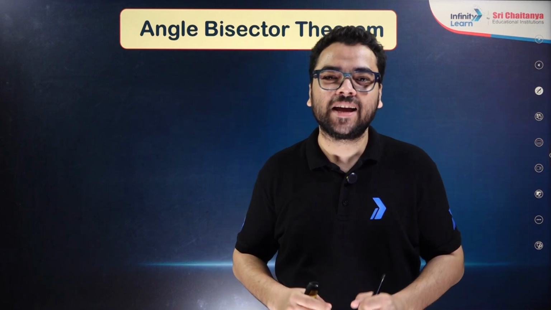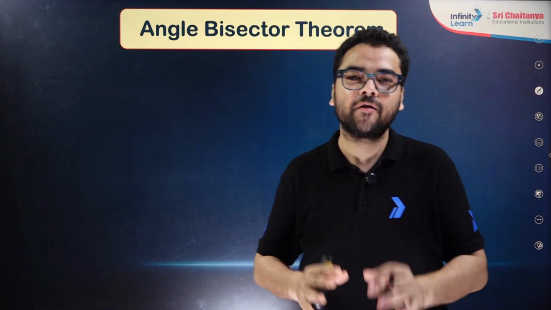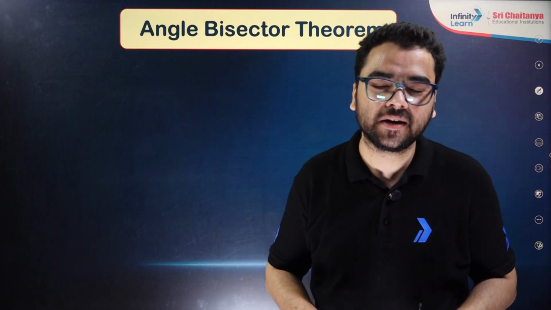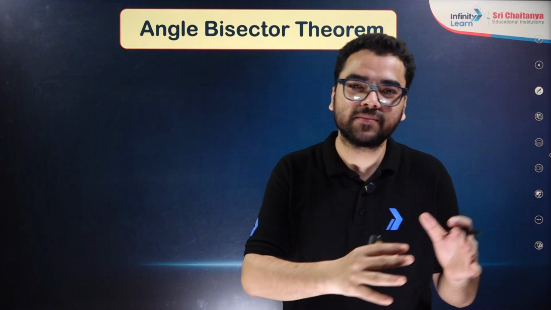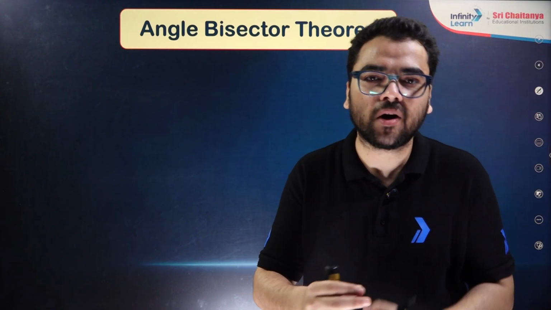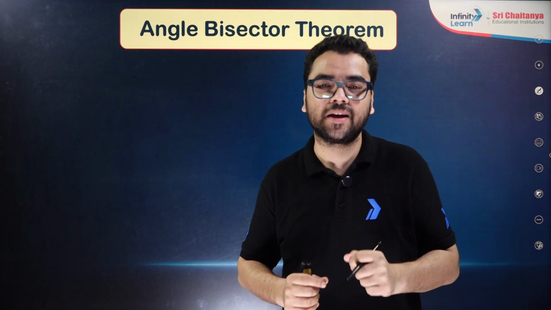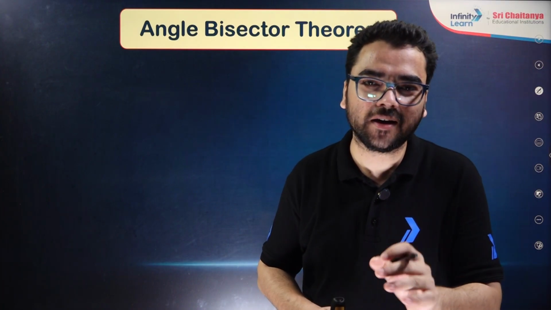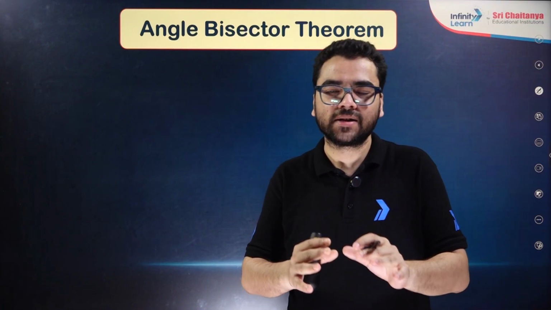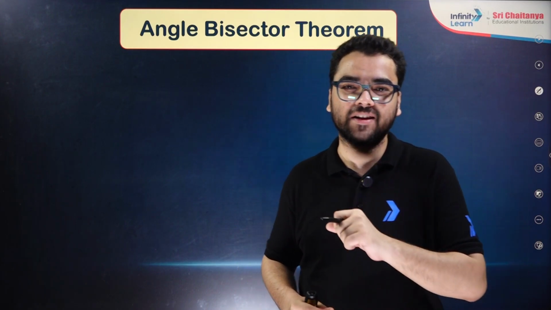Hello everybody. In this video, we are going to discuss the angle bisector theorem, which is a very important result used many times in Olympiads. It can be proved on the basis of the basic proportionality theorem, which you also call Thales theorem. So let's see the angle bisector theorem, some questions on it, and then we'll prove it as well. Let's start.